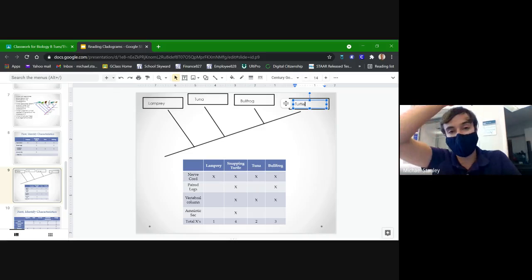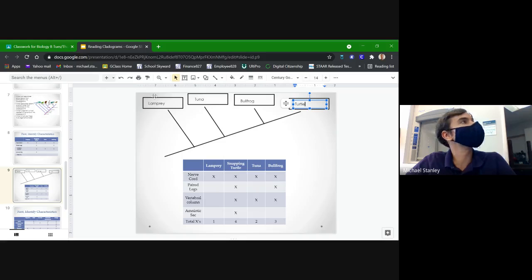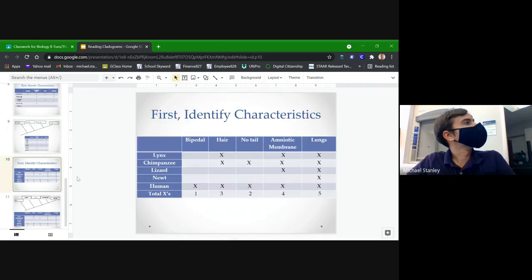So that is how you construct a basic cladogram like this. You figure out how many shared characteristics each organism has, and then put them in the cladogram from fewest number of shared characteristics to most number of shared characteristics. All right, so let me see if this next example works a little bit better.